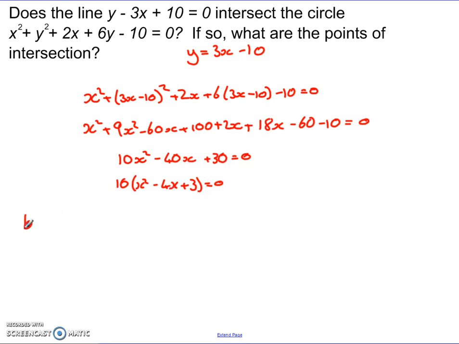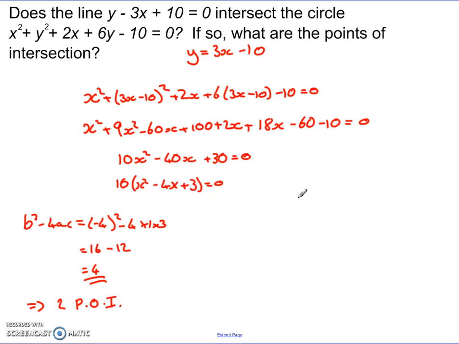So if I take this and I use my discriminant, my b squared minus 4ac, what I end up getting is negative 4 squared, take away 4, times 1, times 3. Negative 4 squared is 16, take away 4 times 1 times 3, is take away 12, that equals 4. So my discriminant is positive, so therefore I've got 2 points of intersection. So now I have to find them.